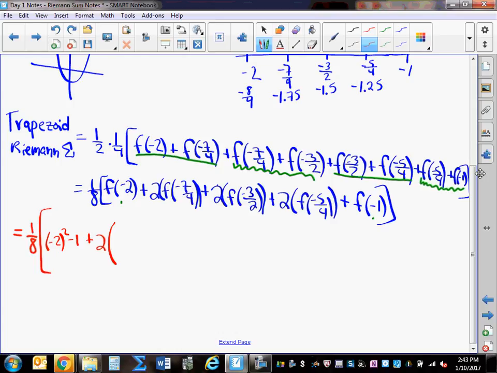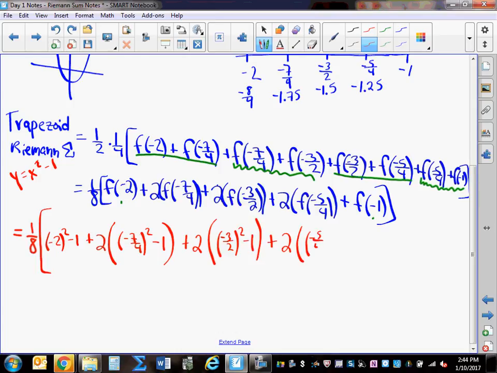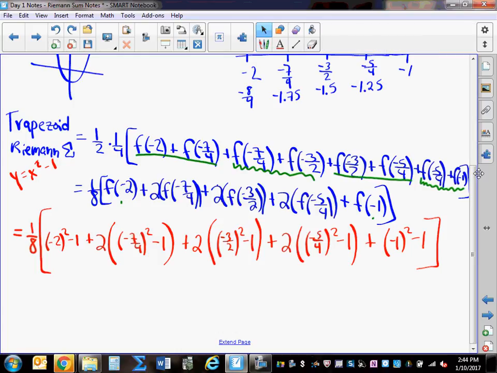Alright, so y equals x squared minus 1. Okay, so -7/4 squared minus 1. 2 times that. Plus 2 times -3/2 squared minus 1. Plus 2 times -5/4 squared minus 1. Plus -1 squared minus 1. Let's just double check that. Okay, I think that's it.